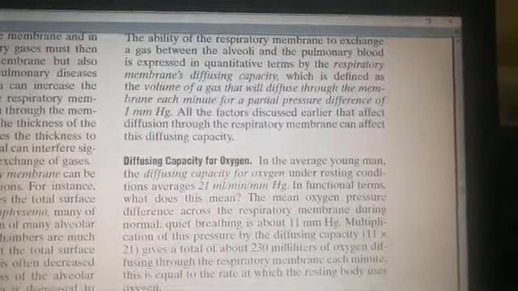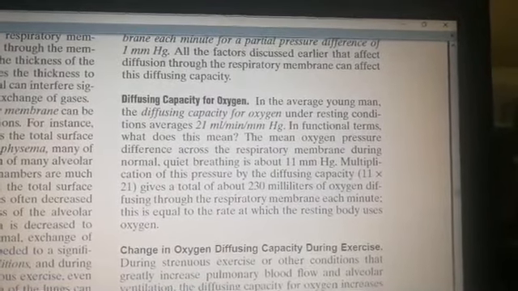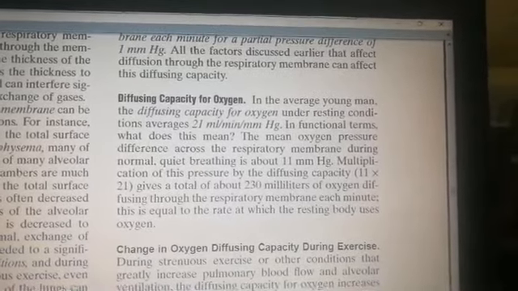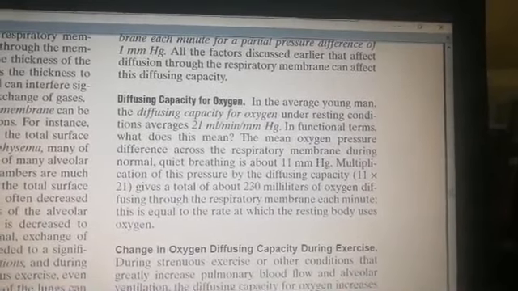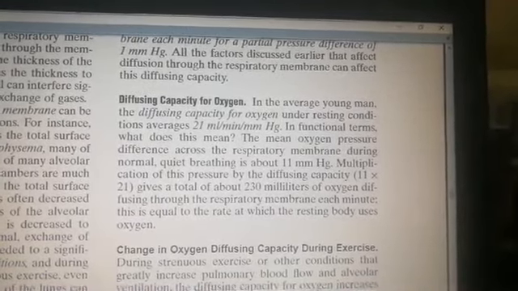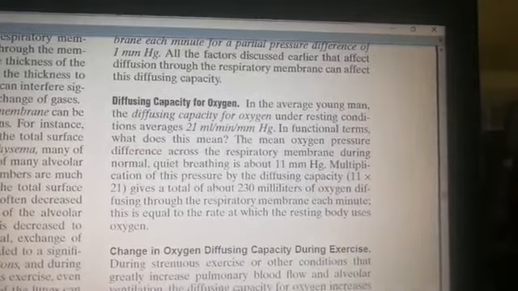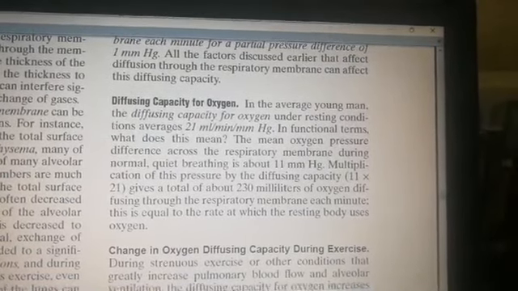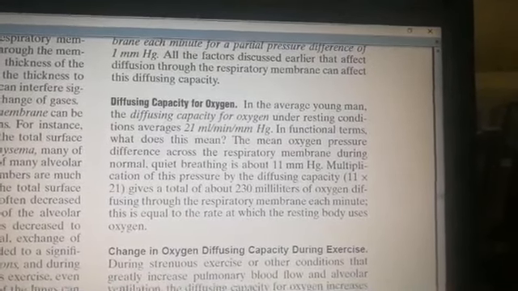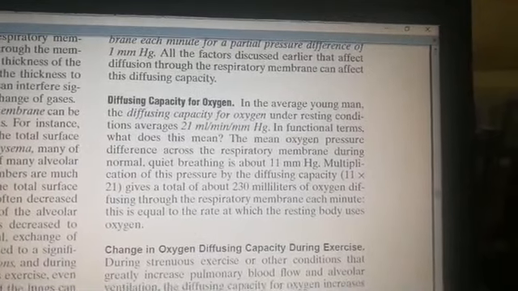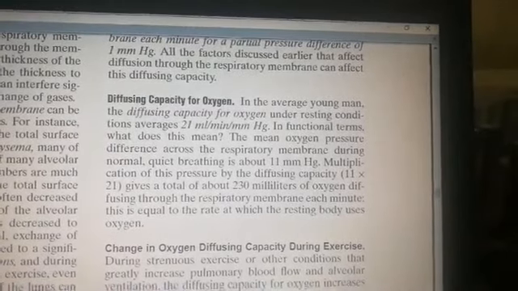And diffusion capacity. The diffusion capacity for oxygen under resting conditions is 21 ml per minute per millimeter of mercury, and the mean oxygen pressure difference across the respiratory membrane during normal quiet breathing is about 11 millimeter of mercury. Multiplication of this pressure by the diffusing capacity gives a total of about 230 ml of oxygen diffusing through the respiratory membrane each minute, and this equals the rate at which the resting body uses oxygen.